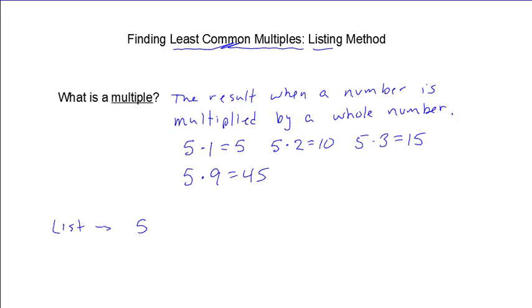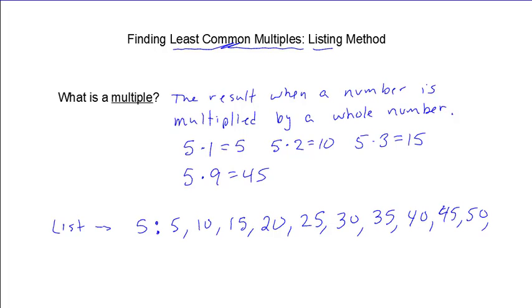I'm going to start with the number 5. I'm going to write a little colon, and I'm just going to start the list. 5 times 1 is 5. 5 times 2 is 10. And if you are in intermediate algebra at Polk State, you can use your calculator. So your calculator can help you with this. 5 times 3 is 15. 5 times 4 is 20. 5 times 5 is 25. 5 times 6 is 30, and on and on and on. I could keep listing multiples of the number 5. And I'm going to stop right now because I'm almost off the screen.